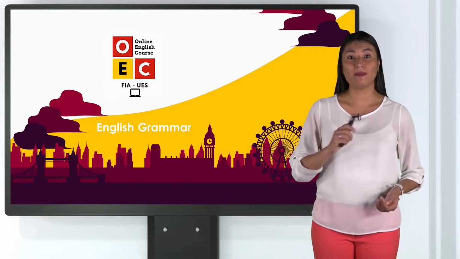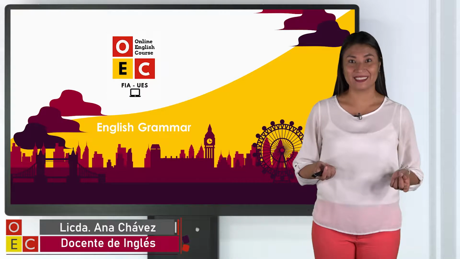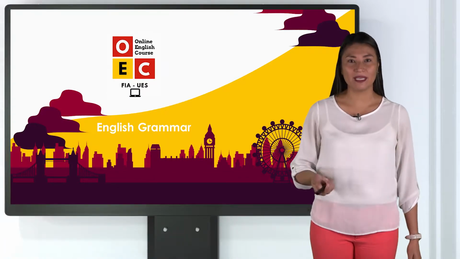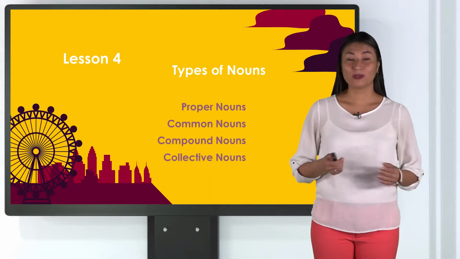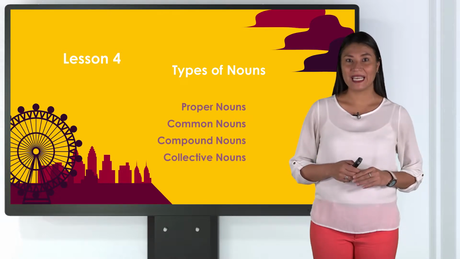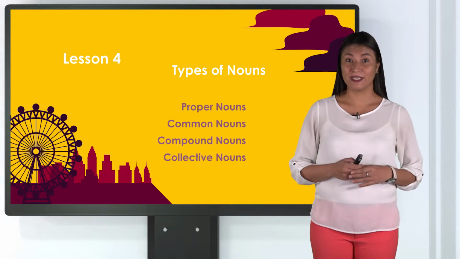The definition of grammar is the study of the way words are used to make sentences. An example of grammar is how commas and semicolons are supposed to be used. That's the reason why today we are going to study our lesson number 4, the types of nouns. So we are going to study 4 different nouns.